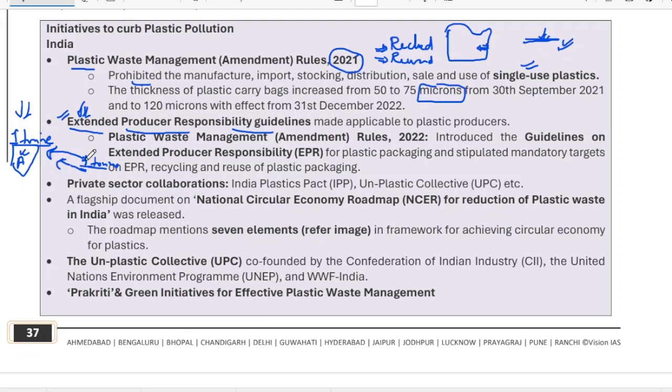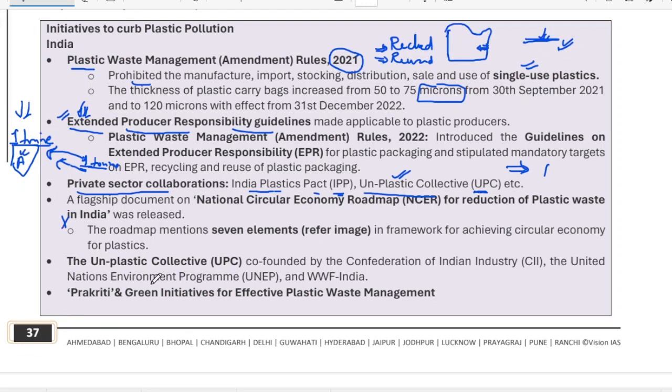So it may be done by this company, otherwise it can be done by another person, or another private agency, a private company, to which it can outsource the work of plastic collection. Okay, those are the producer organizations. We will deal with it later. Okay, and private sector collaborations have also been formed, like the India Plastic Pact, and the Unplastic Collective. These are some of the initiatives that have been taken in order to reduce plastic pollution. Otherwise, these things are not very important.